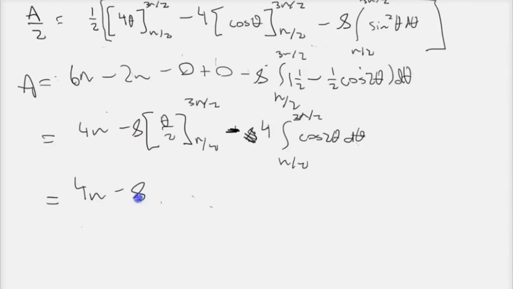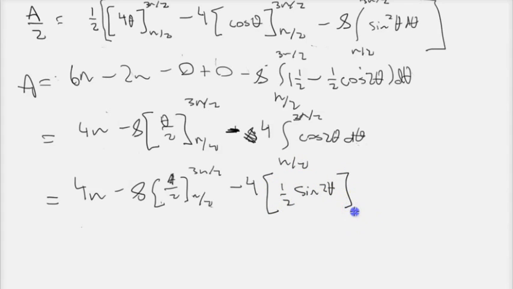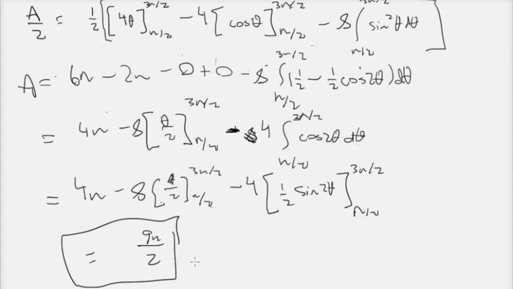So we're just going to copy this down. And this will become, the integral of cosine is sine, so this is going to be a sine 2 theta, but a 1/2 is going to be out there, and then this is between pi over 2 and 3 pi over 2. And so once we evaluate this all out, which I trust you can do, we're going to get 9 pi over 2. And that is the area between the two curves.